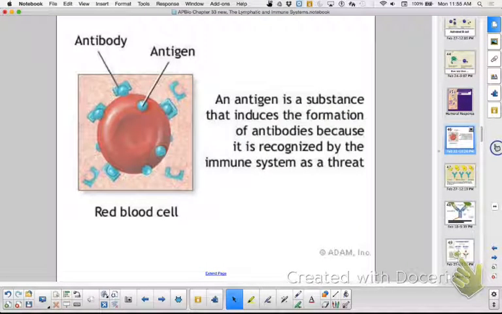Now, what kind of things can trigger this whole process? Blue, tell them about antigens. Go ahead.